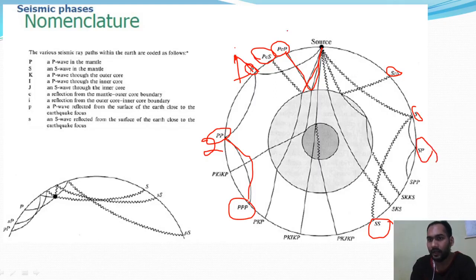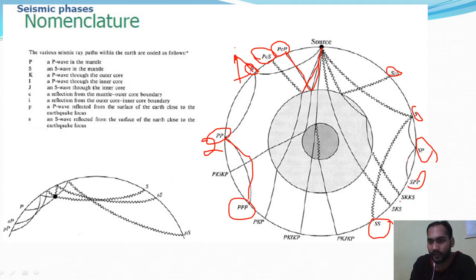SP means it came as S and reflected from the surface as P. S means S traveling in the mantle, reflected from the surface as P, so SP. Then if it reflects again from the surface, then it will be SPP, right? Reflected as P, traveling through the mantle as P.